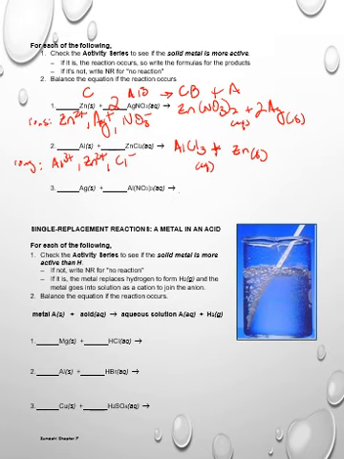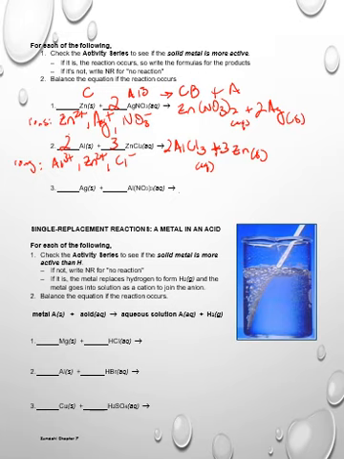And now for balancing. I have three chlorines on the product side. I have two for the reactant, so I need to have a 3 for the zinc chloride and a 2 for the AlCl3 for the aluminum chloride. So that would mean that I would have 2 for my aluminums and 3 for my zincs.